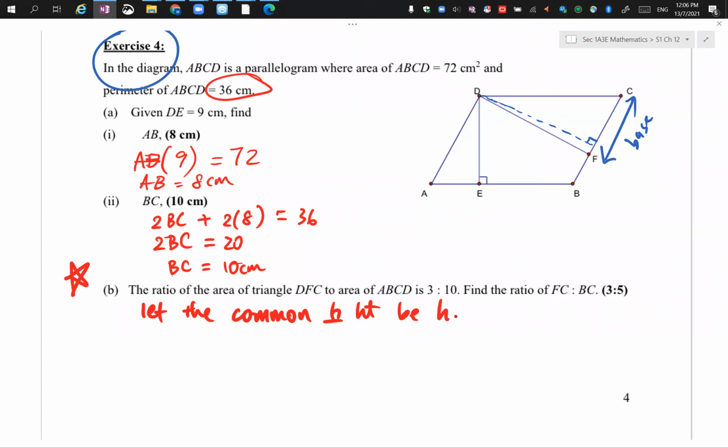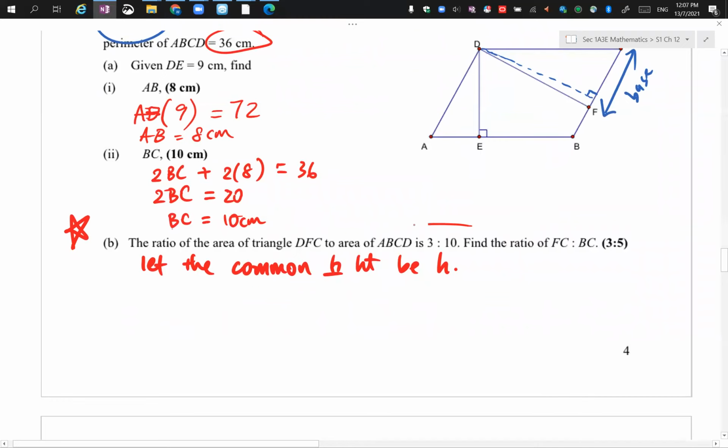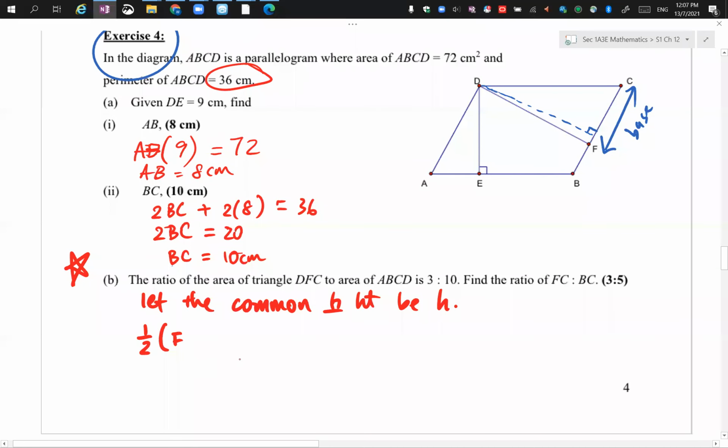So now we are ready to write down the equation. Step 2, ratio. We're going to translate this to mathematics. Area of triangle to area of parallelogram. Write it as a fraction. Half times the base of the triangle. Base, we say that it is FC, times h. I have just written down an expression for the area of the triangle. Over. Now I'm going to write down the area for the parallelogram. Guo identified that the base will be BC.